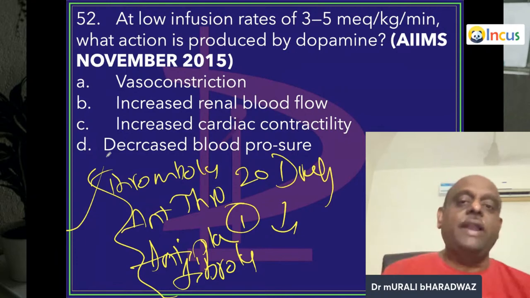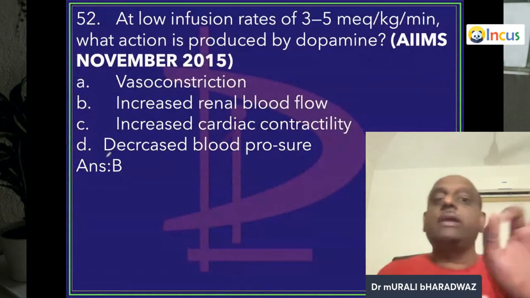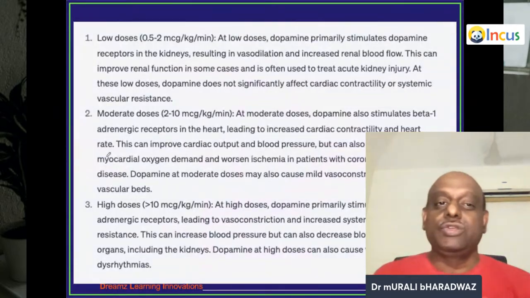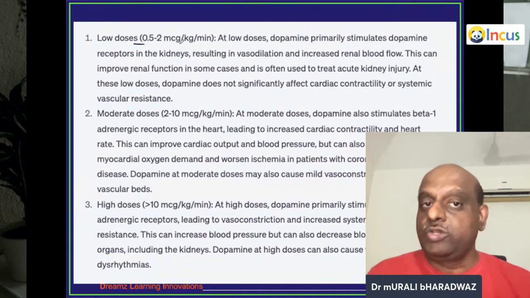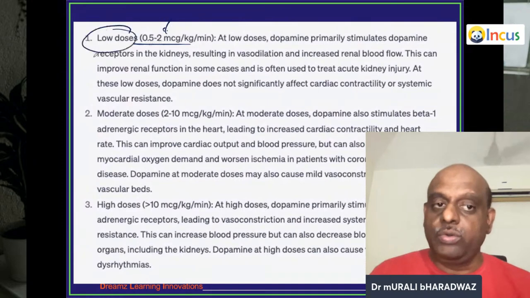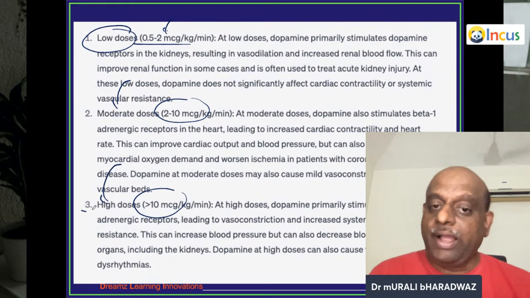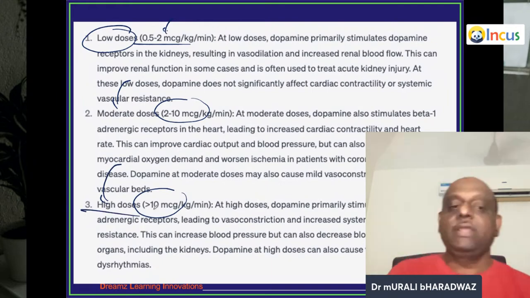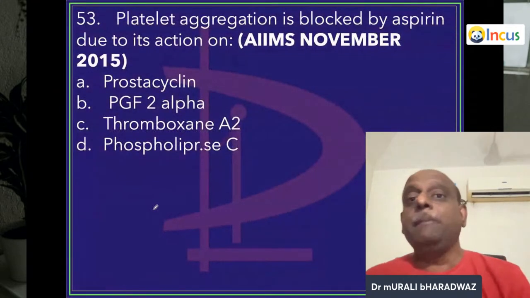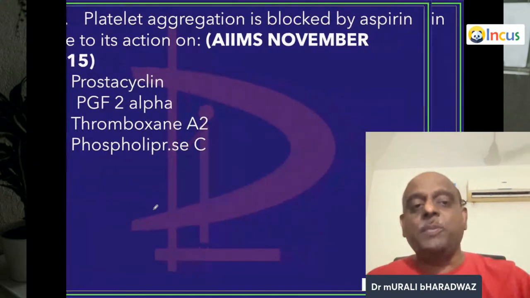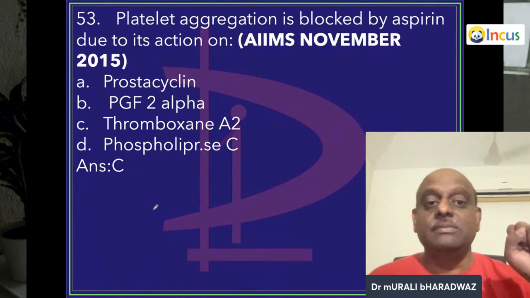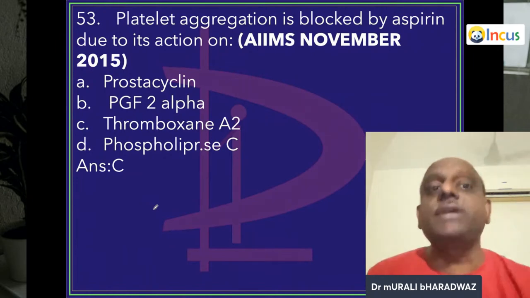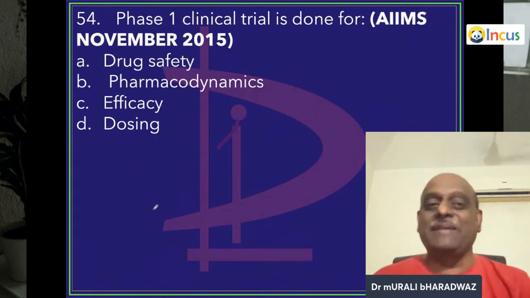At low infusion rate, what will dopamine do? It increases the renal blood flow. So low dose, moderate dose, high dose: how do you define? 0.5 to 2, low dose. 2 to 10, moderate dose. More than 10, high dose is what you need to remember. Platelet aggregation, how will aspirin block it? By blocking thromboxane A2. See, two questions came.